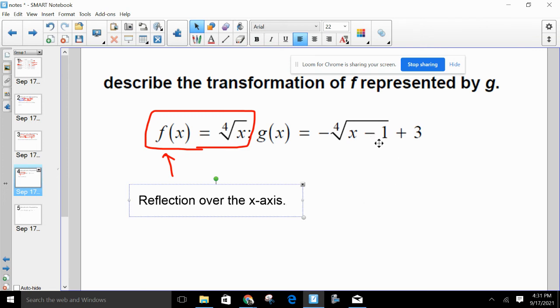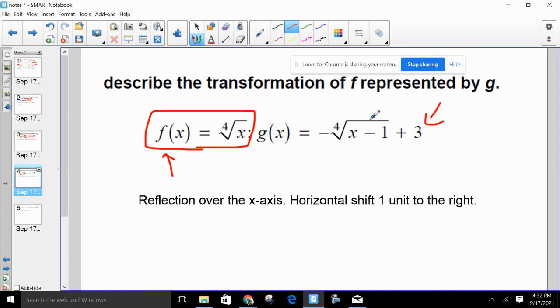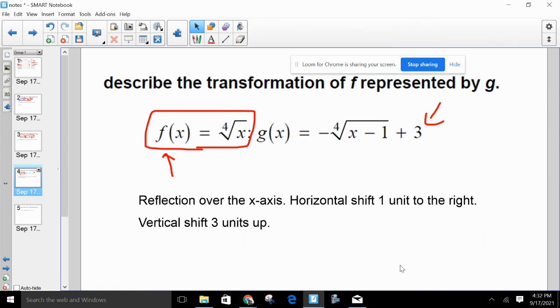I'm going to describe the -1, the subtracting 1, right? That's a horizontal shift, 1 unit to the right. And then there's a vertical shift. I'm going to describe now the 3 outside the fourth root symbol. That's a vertical shift now. Vertical shift, 3 units up. All right, go and do your flip grid now.